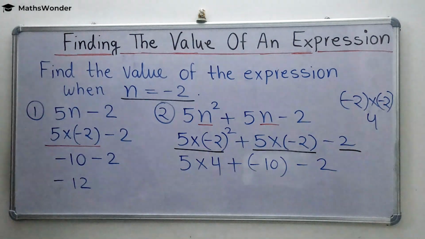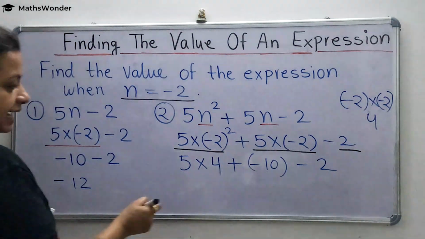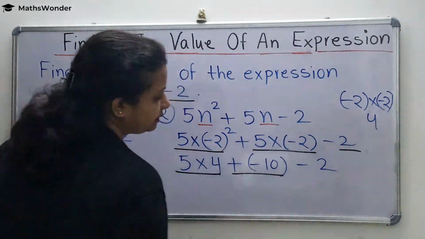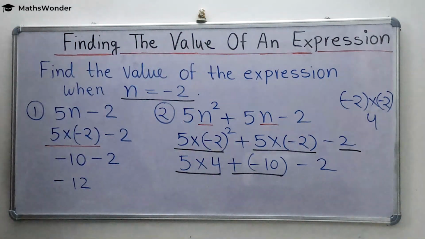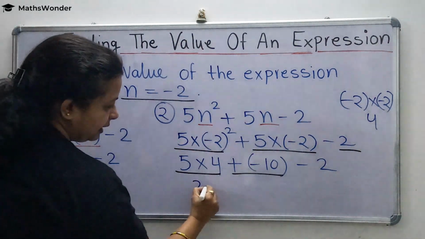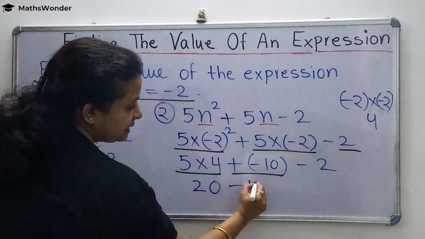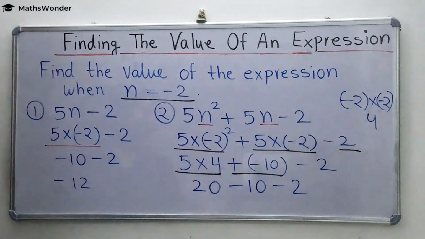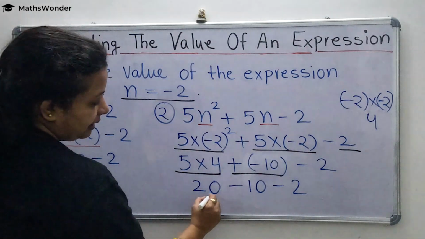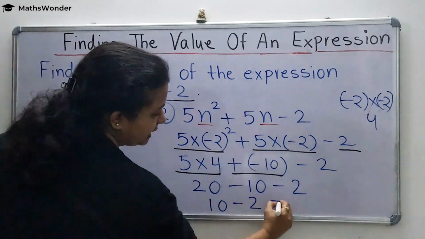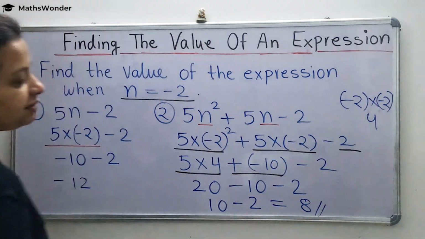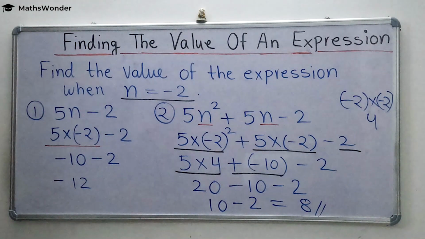Again we will solve this part. So 5 times 4 is 20, plus negative 10, and minus 2. Now 20 minus 10 will be 10. 10 minus 2 is 8. So the final answer will be 8. This is the second example.